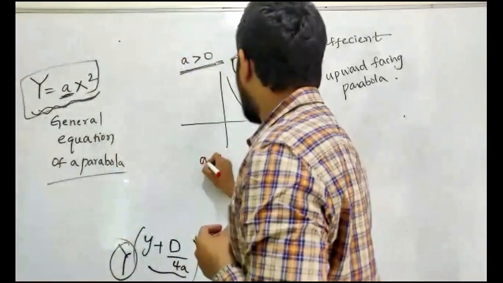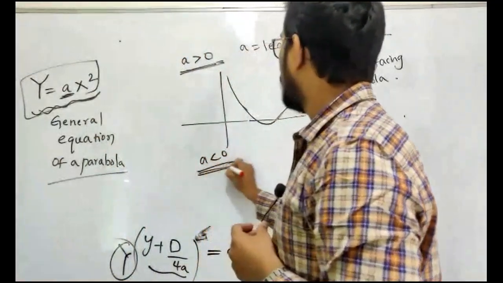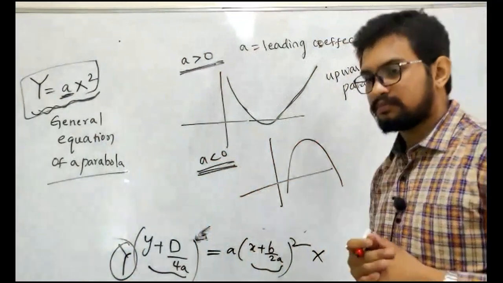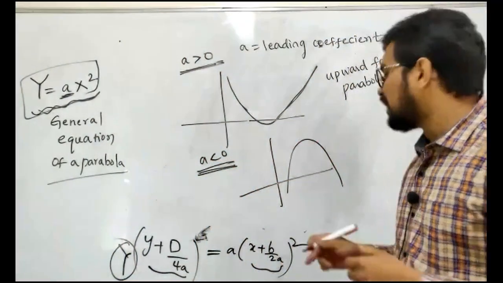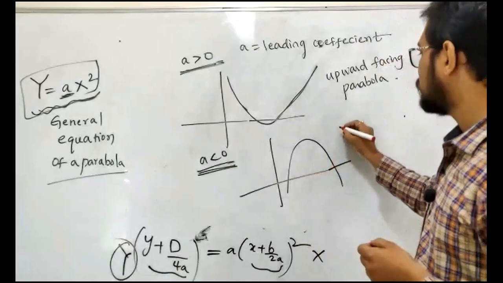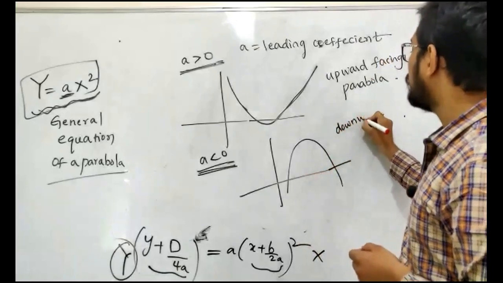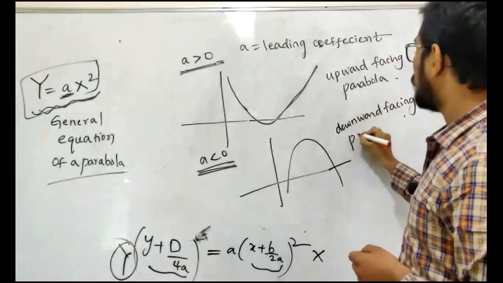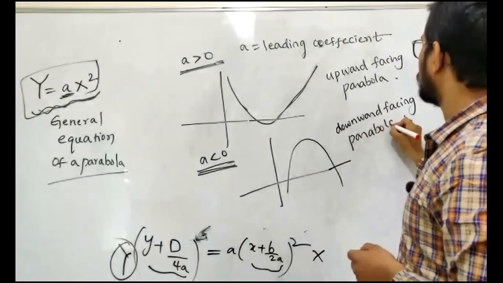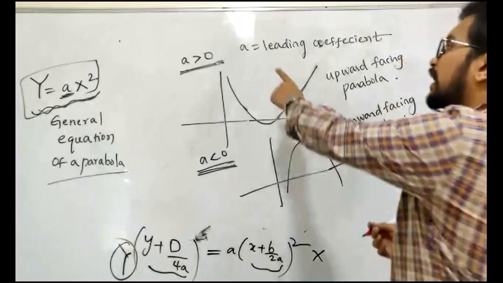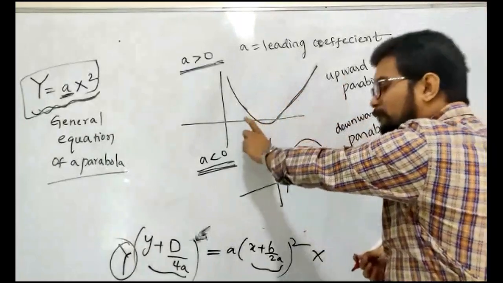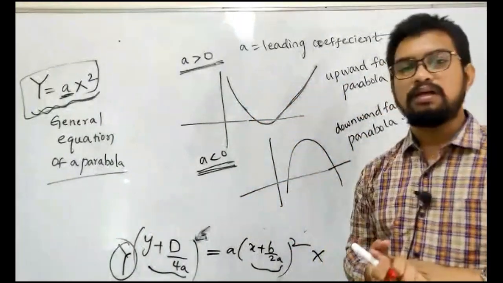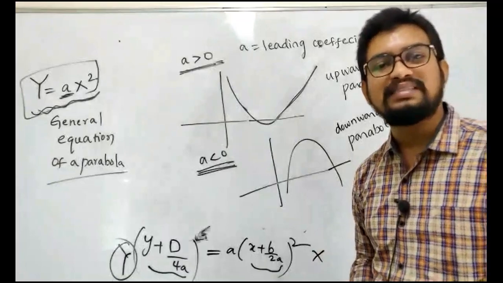Next, if a is less than 0, the shape of the parabola looks like this. This is called a downward facing parabola. If a is greater than 0, it will be an upward facing parabola. If a is less than 0, it will be a downward facing parabola.